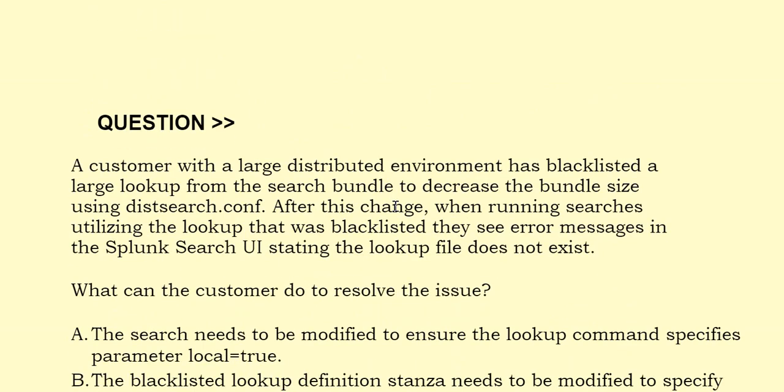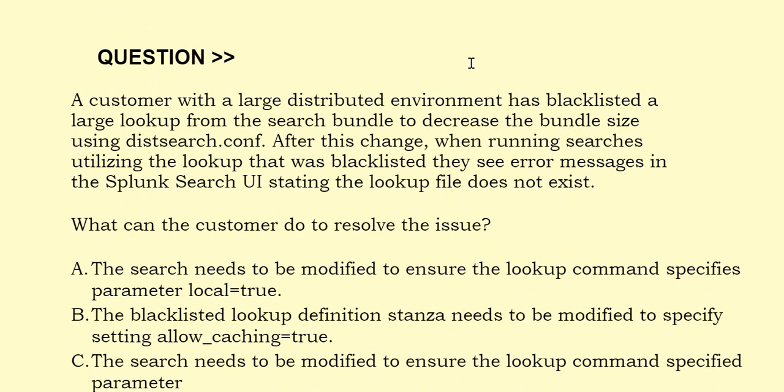Our next question is, a customer with a large distributed environment has blacklisted a large lookup from the search bundle to decrease the bundle size using distsearch.conf. After this change, when running searches utilizing the lookup that was blacklisted, they see error messages in the Splunk search UI stating the lookup file does not exist. What can the customer do to resolve the issue?